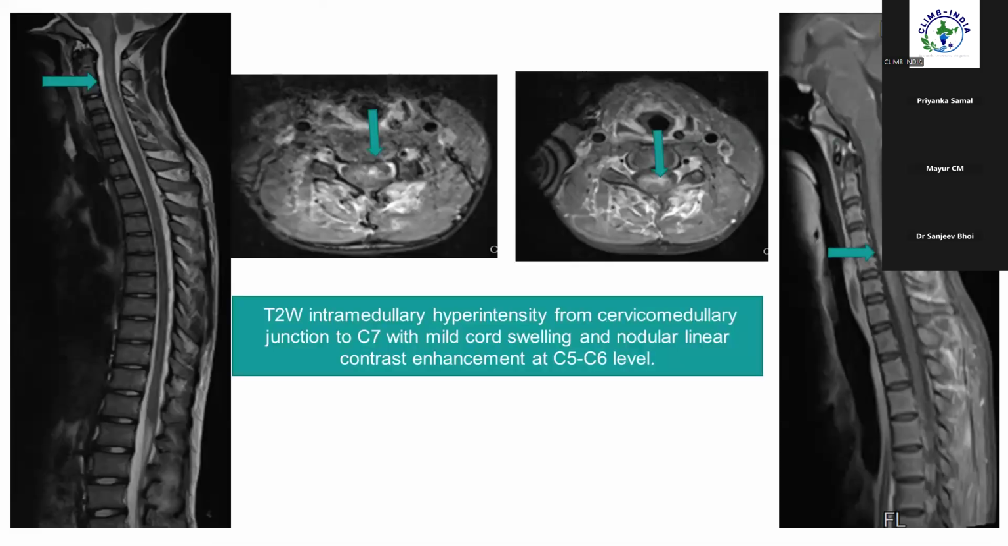So this was the spine imaging, T2 and T1 contrast imaging of the spine. You can see the extent of the lesion from the pons extending even below the medulla up to the higher cervical cord up to the C7 region. In the T1 contrast, we can see nodular linear contrast enhancement at the C5, C6 level. Also, the axial section shows the burden of lesion slightly more on the left side as compared to the right.